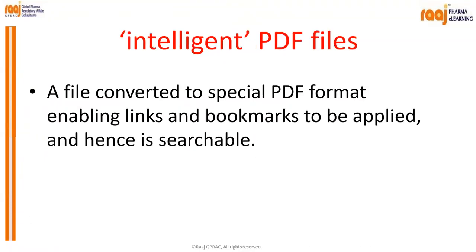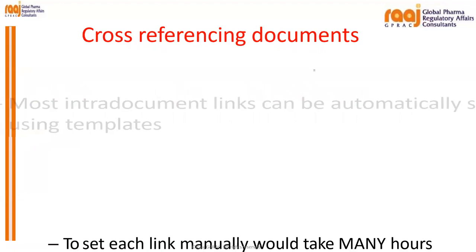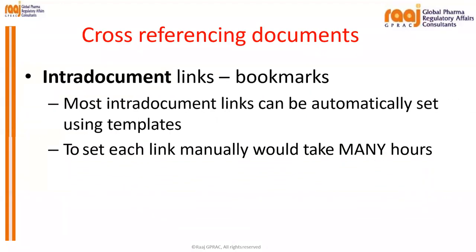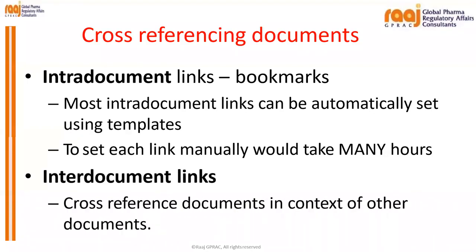What is meant by intelligent PDF file? A file converted to a special PDF format, enabling links and bookmarks to be applied, and hence it is searchable. This we have discussed earlier, right? Then the cross-referencing and referencing is also important, right? The bookmarks, how we use through the intralink and interlink.